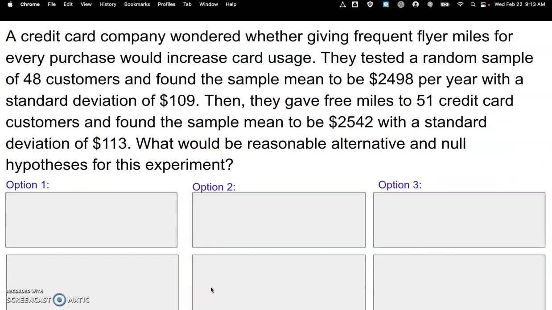Okay, so a credit card company wondered whether giving frequent flyer miles for every purchase would increase card usage. They tested a random sample of 48 customers and found the sample mean to be $2,498 per year with a standard deviation of $109. Then they gave free miles to 51 credit card customers and found the sample mean to be $2,542 with a standard deviation of $113. What would be a reasonable alternative and null hypothesis for this experiment?